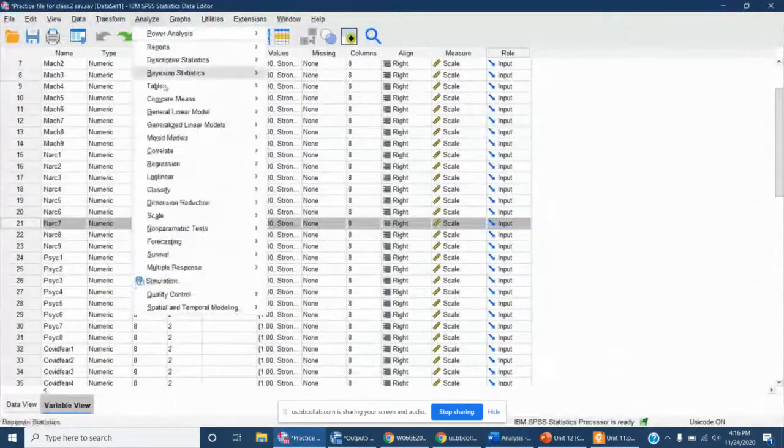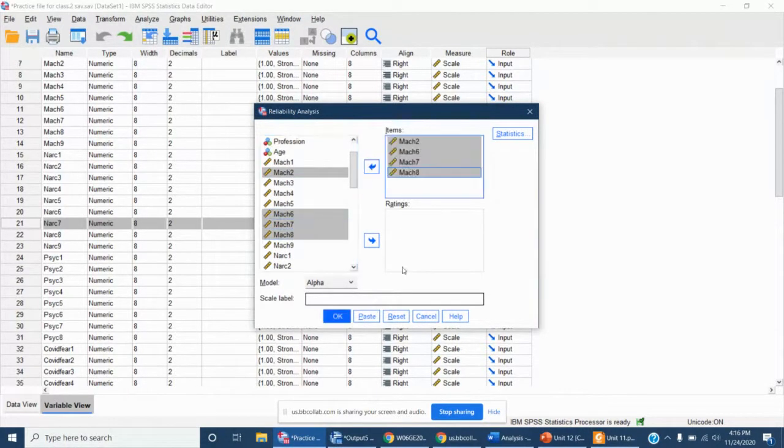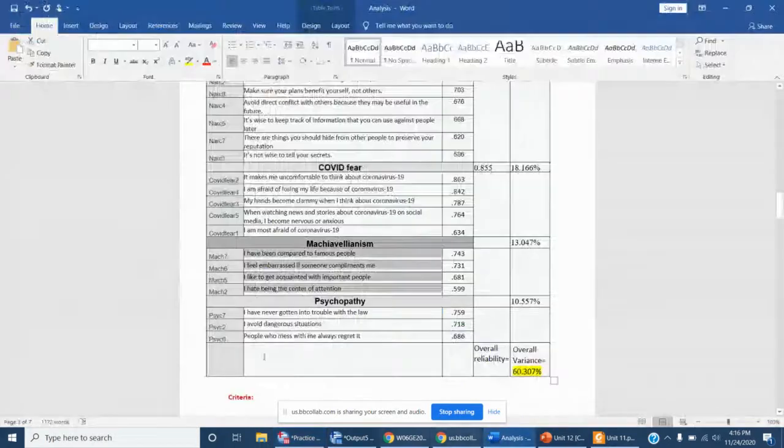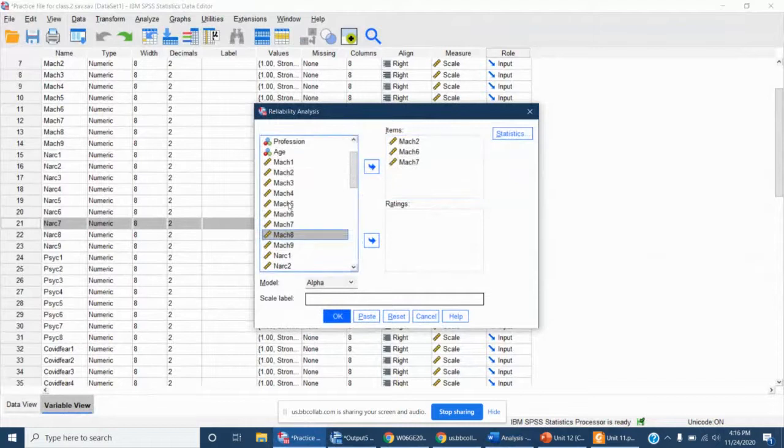Let me try to check the reliability of this particular factor. Question number 2, 6, 7, and 8. Let me confirm it from here. Question number 2, 5, 6, 7. Sorry, there is a mistake here. There is no question number 8. So I have just transferred the four questions of Machiavellianism to the right box.